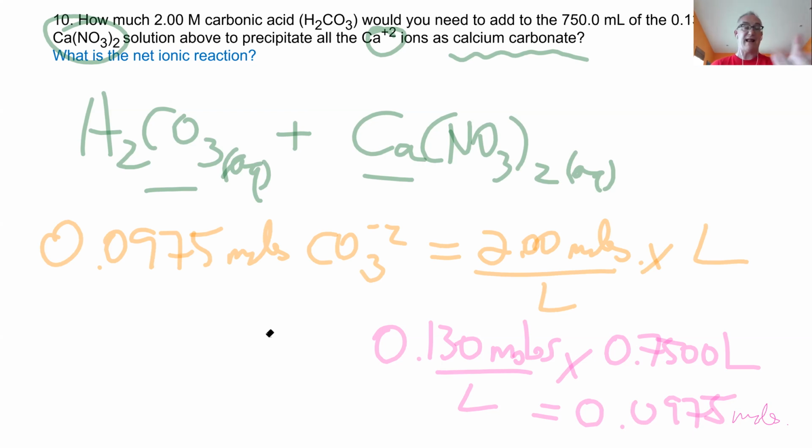And that's the volume, because it asks you how much 2 molar carbonic acid, basically, since it's a solution and they're asking you how much, they mean volume. Because, you know, it's a liquid. We're not going to measure it in grams or anything. You measure liquids in volumes, in liters, milliliters. So what's the volume required to give me 0.0975 moles of carbonate? Because there's 1 mole of carbonate for every 1 mole of carbonic acid. So we just work out how many liters that is.